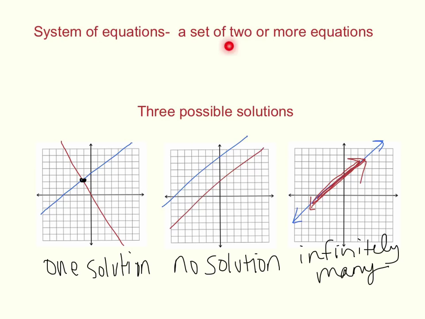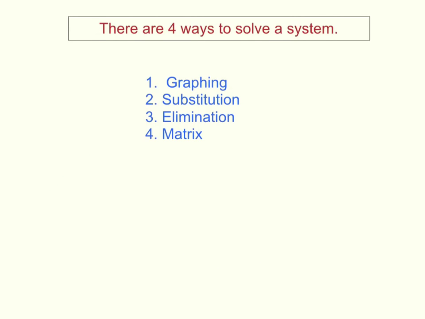All right, so the system is just a set of equations. You're looking for where they cross or where they intersect. They could intersect once, never, or all infinitely many times. Now there are four ways to solve a system: graphing, by substitution, with elimination, or using a matrix. And we're going to go over all four of those ways here now.